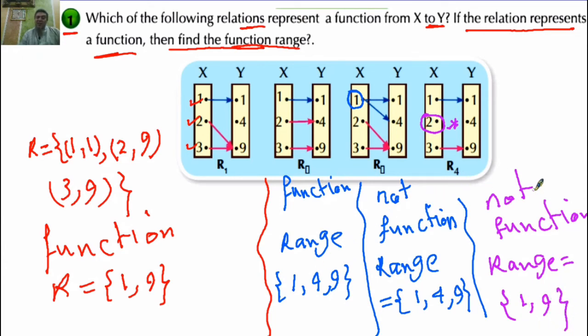The relation has a range, and also the function has a range. The range belongs to a relation and to a function. Each of them, a relation or a function, has a range.